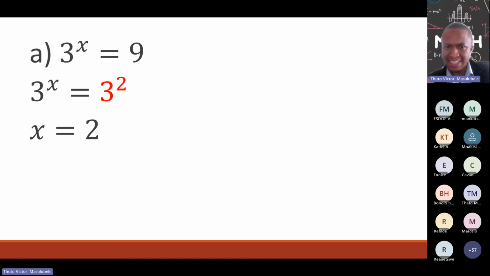So that's the secret, grade 8 learners, when it comes to solving exponential equations. It's all about getting the bases to be the same and then equating the exponents.